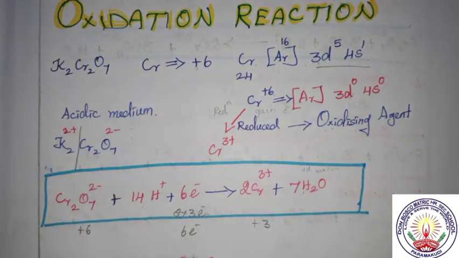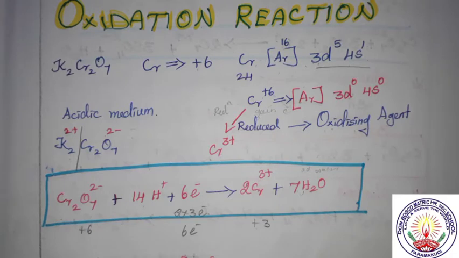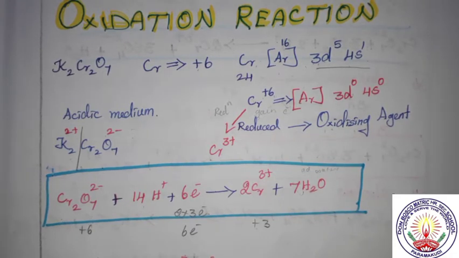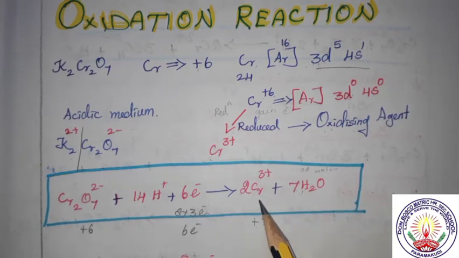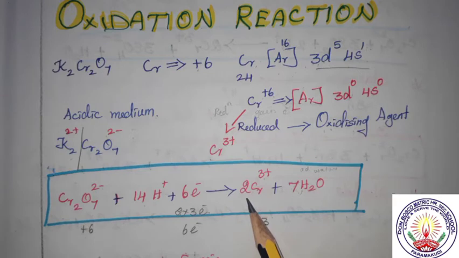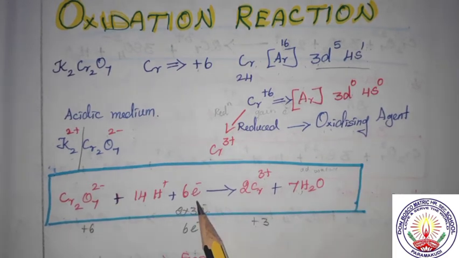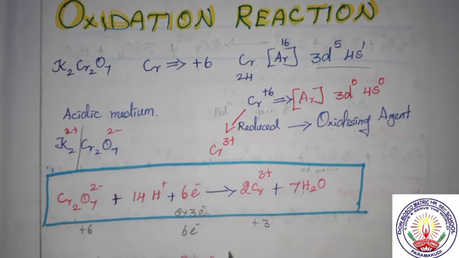Here the oxidation state of chromium is changing from 6 plus to 3 plus, so it is getting reduced. For 1 chromium it is 3 plus, and we have 2 chromium here. Therefore we need 6 electrons, so 2 into 3, 6 electrons. We need 6 electrons.